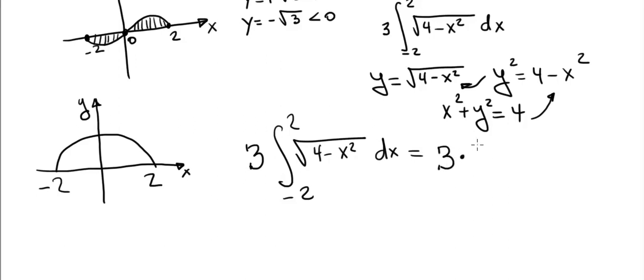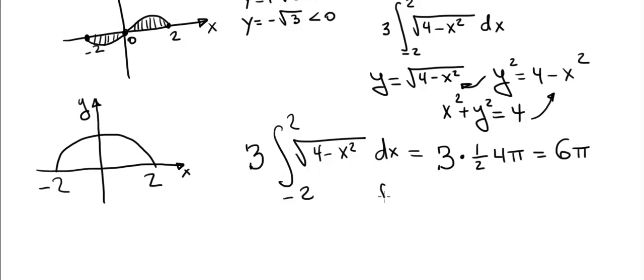Well, the area of a semicircle: first of all, we have a half because we have half a circle, and then pi r squared. Well, r equals 2, so 2 squared is 4, times pi. It's 1/2 times 4 pi. That's 2 pi, times 3. The final answer is 6 pi.